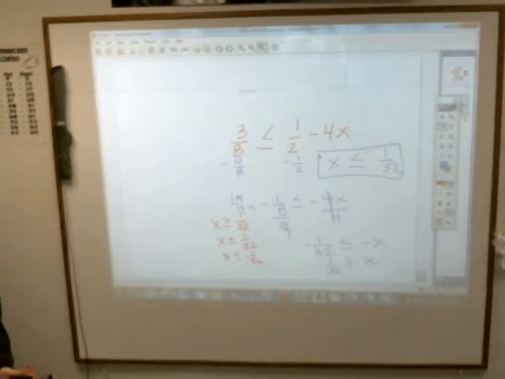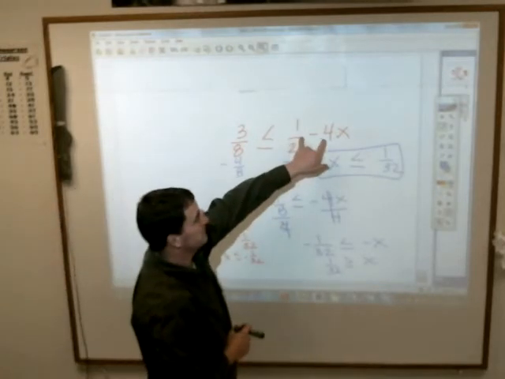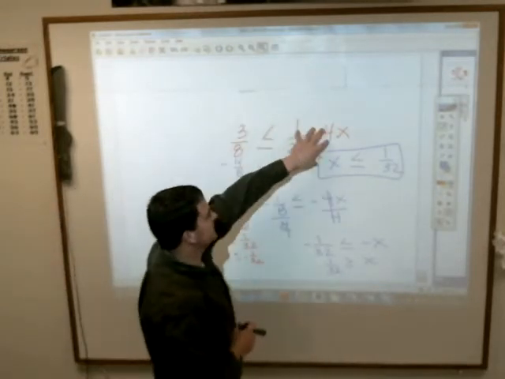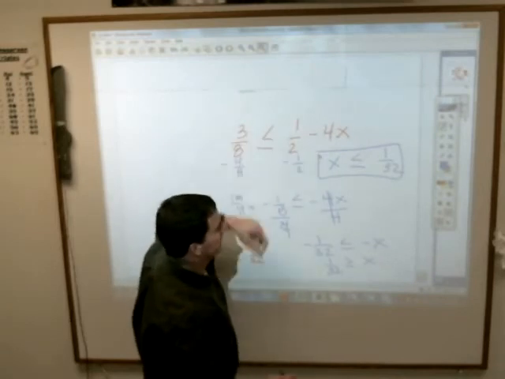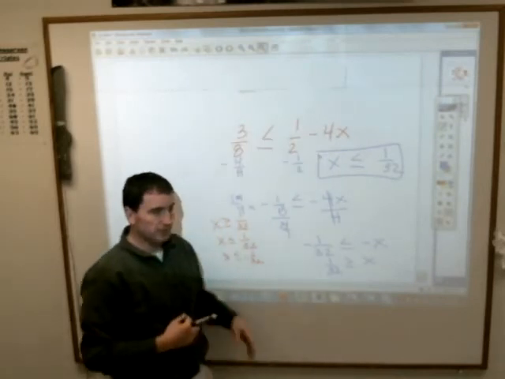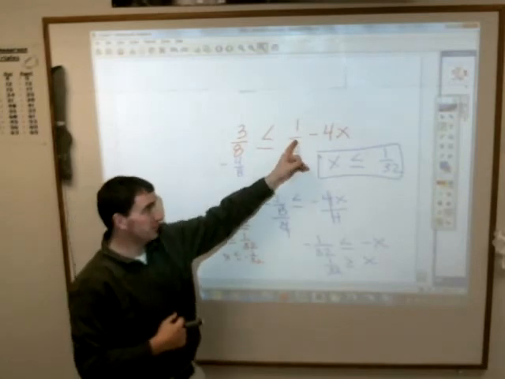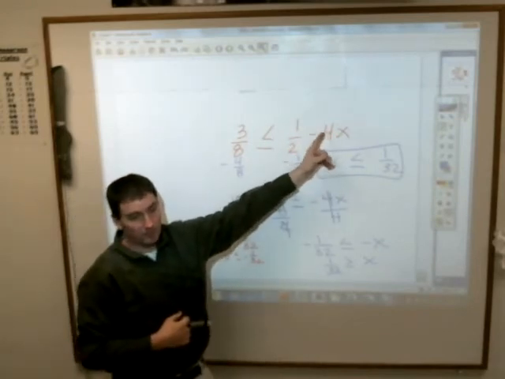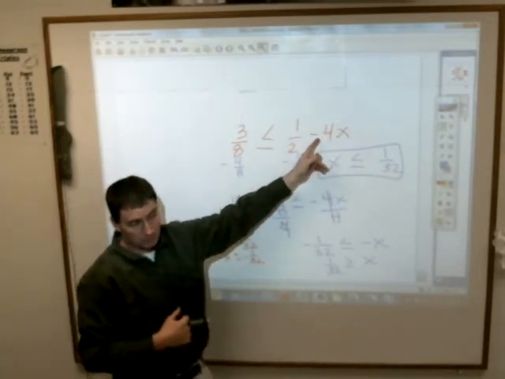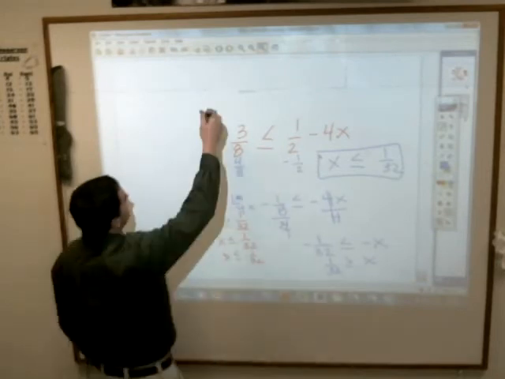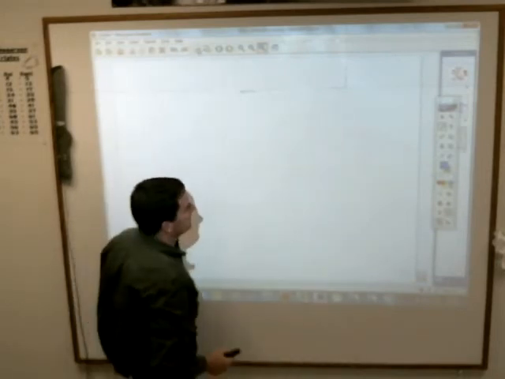Now maybe it would have helped you to do that right off the bat, and move this to this side and the 3/8 to the other side and change the sign. I don't know. You don't have to do it in this order. You do have to get rid of this first before you divide out the negative 1/4, just like in this equation. Let's try another one, because I can tell you're mesmerized by that.